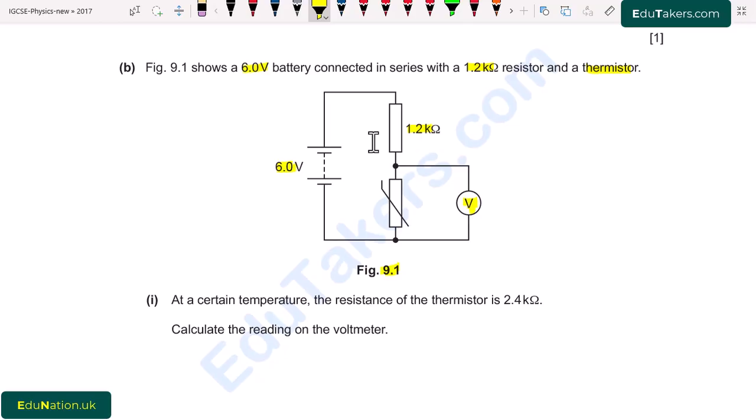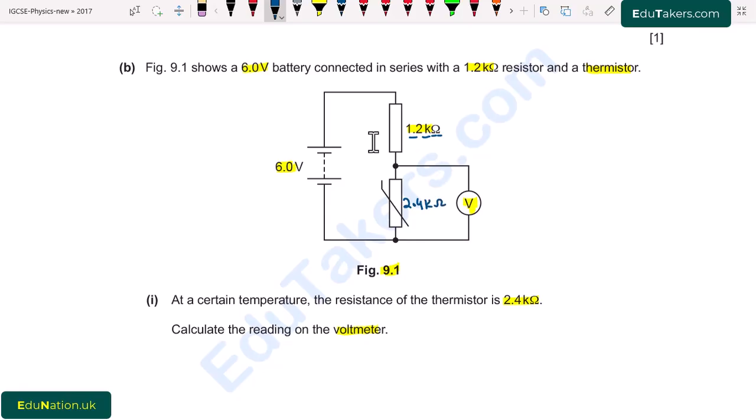Part first, at a certain temperature the resistance of the thermistor is 2.4 kilo ohm. Calculate the reading on the voltmeter. Here we have to find out the reading on the voltmeter, which means we have to find out the potential across the thermistor. Here we can see that this resistor has resistance 1.2 kilo ohms, while the thermistor has resistance 2.4 kilo ohm.